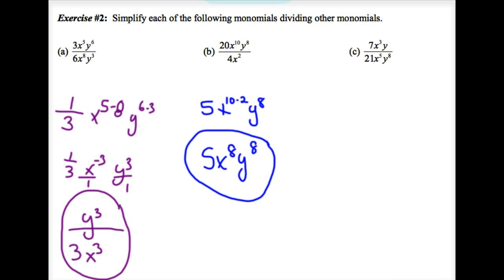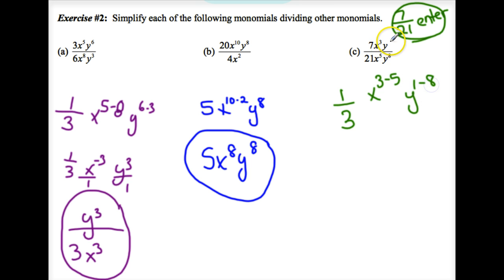So let's keep it going with C. 7 over 21. So again, 7 over 21 is 1 over 3. If you're not sure, enter 7 over 21 and hit enter on the calculator, and it will tell you. On a side note, now let's write this out. This is x, 3 take away 5, and y, 1 take away 8. Remember, that's an invisible 1. So I'm left with 1 over 3. This becomes x to the negative 2 and then y to the negative 7. So remember, these are the same thing as I have divided by 1.